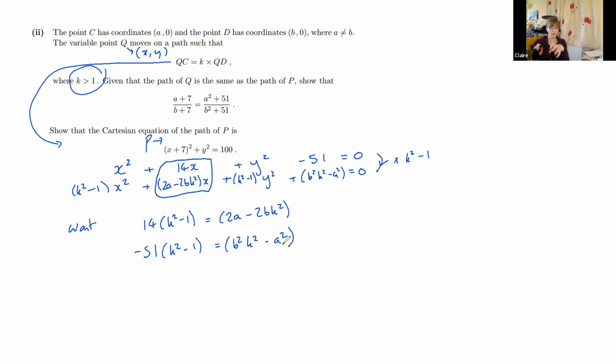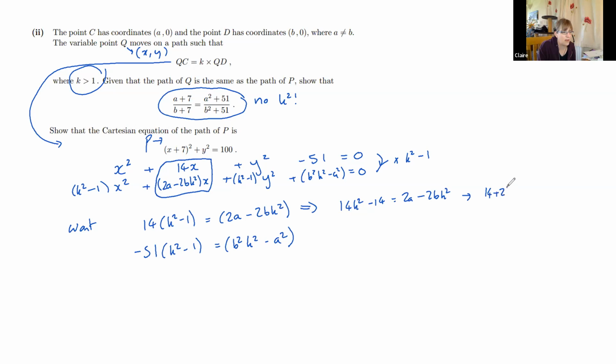Okay, so if that is true, then these two equations are actually the same equation. It's just that one's been multiplied throughout by k squared minus 1. We want to show that this is true, and this has got no k squareds in it. So it might be a good idea to try and eliminate k squared in some way. So if I take this equation, I get 14k squared minus 14 equals 2a minus 2bk squared. That tells me that 14 plus 2b, lots of k squared, is equal to 2a plus 14.